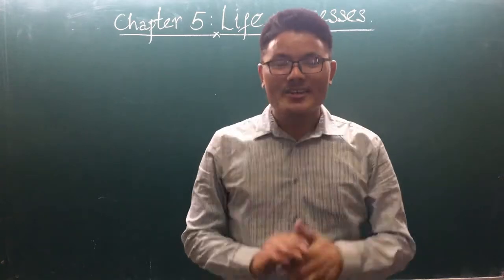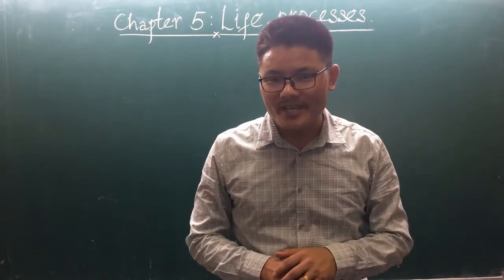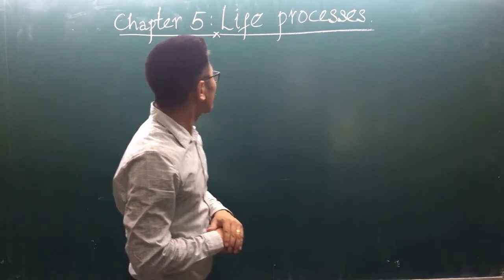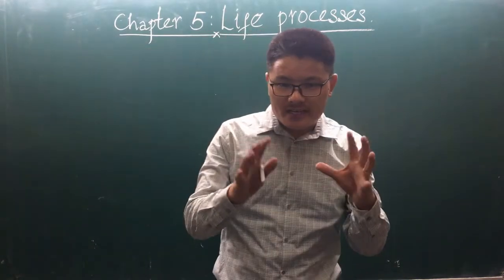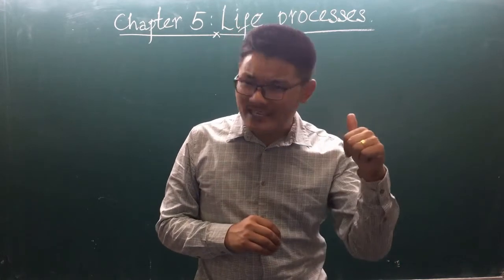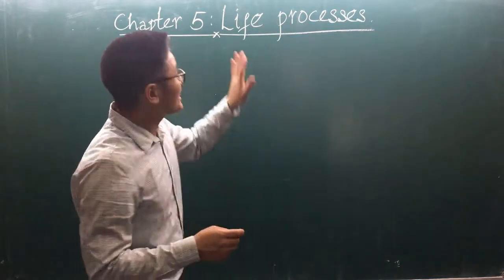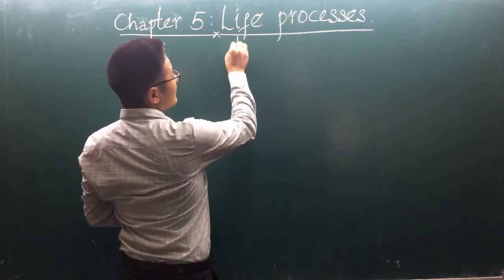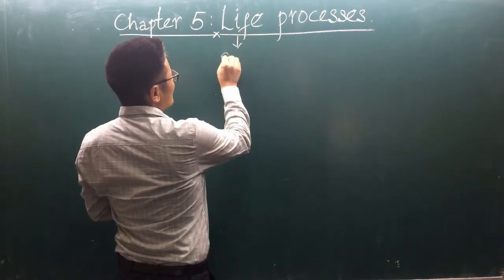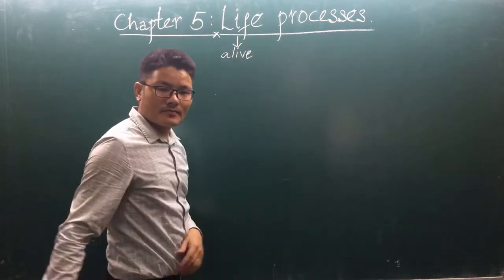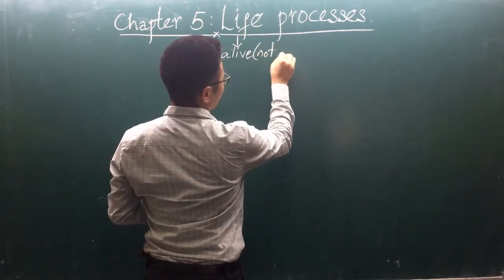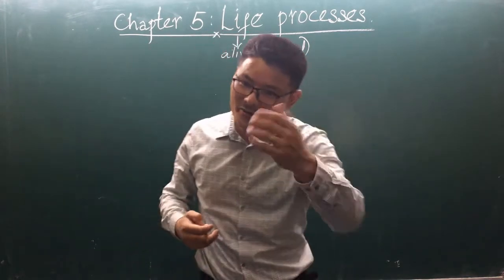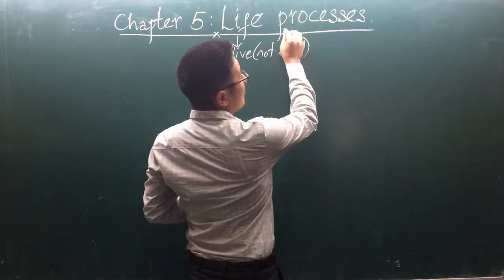Hello my students. So let us discuss a few concepts of chapter number 5, that is life processes. The title of the chapter itself is a little bit tricky for you to understand, though the terms are easy. So let us understand these two terms, life and processes. What is life? Life here means being alive. I'm alive, you are also alive. Now what is processes?